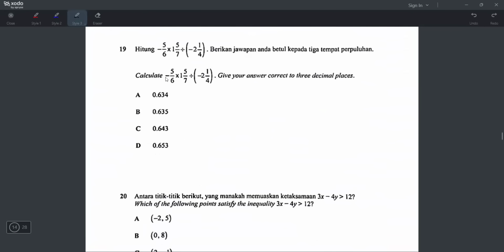Okay, number 19, -506 times. Okay, I don't like this. This fraction is written in mixed number form, and usually we don't like it when it's a mixed number. We want it to be an improper fraction. So let's convert that.